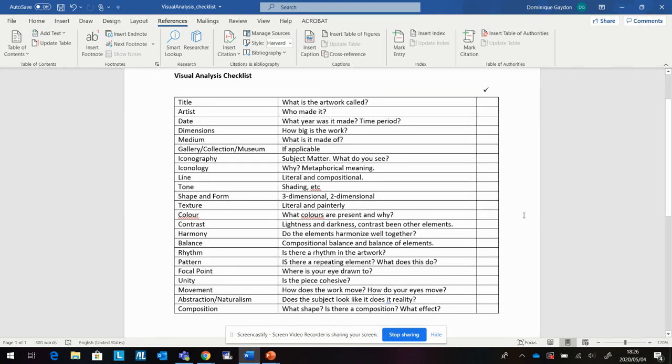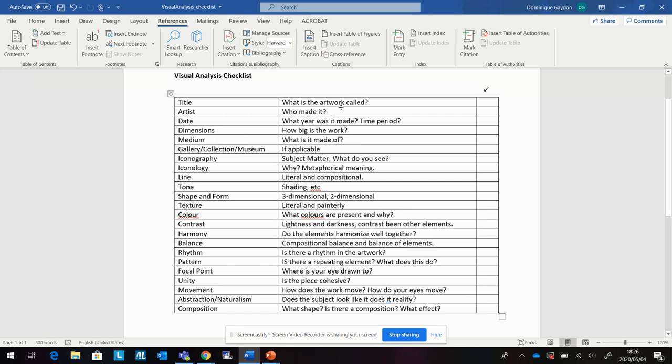So depending on who you are, there are one of two things that you will look at first in an artwork. For some people, they will look at the actual artwork itself. For other people, they will look at the title, artist, date, dimensions, medium, etc. This stuff here is called your empirical data, and this tells us all we need to know about it.